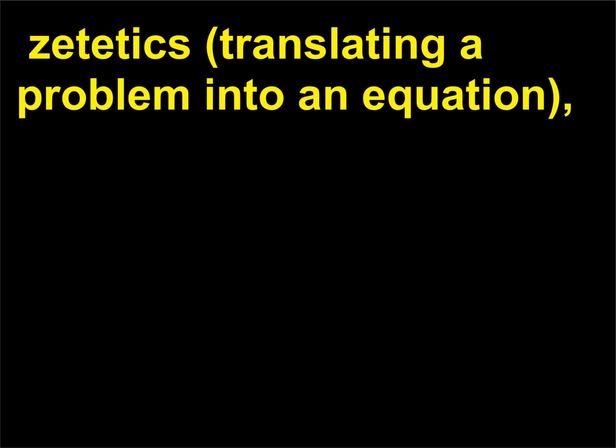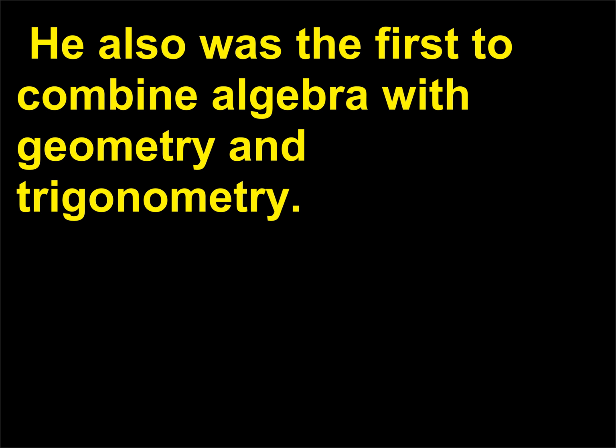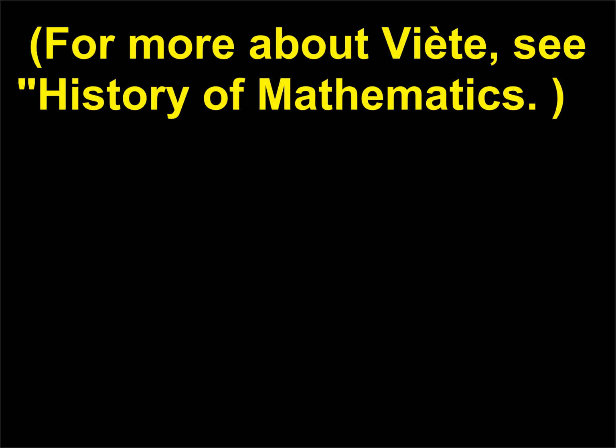Zetetics, translating a problem into an equation. Poristics, proving theorems through equations, and exegetics, solving equations. He also was the first to combine algebra with geometry and trigonometry. For more about Viète, see History of Mathematics.